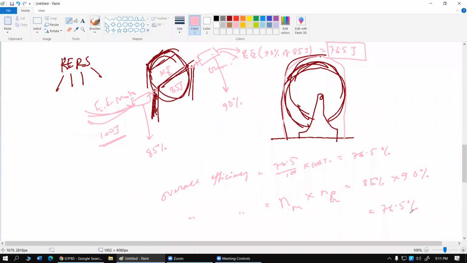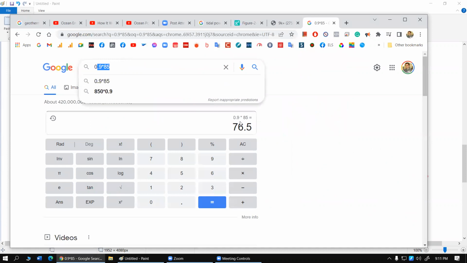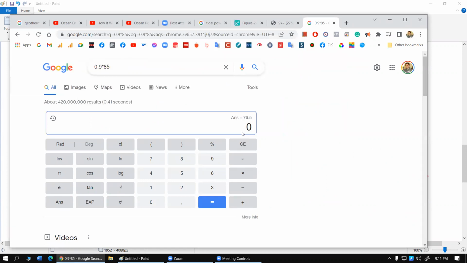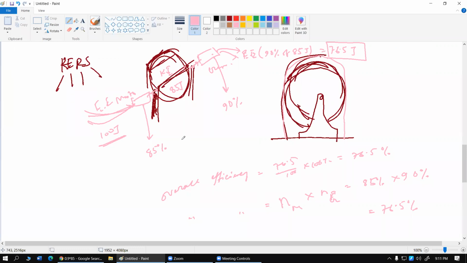For those who are having any difficulty doing this, I'm going to tell you, 85% means 0.85, 90% means 0.90. So I simply multiply these two quantities: 0.85 multiplied by 0.90, which is 0.765, that is 76.5 percent.